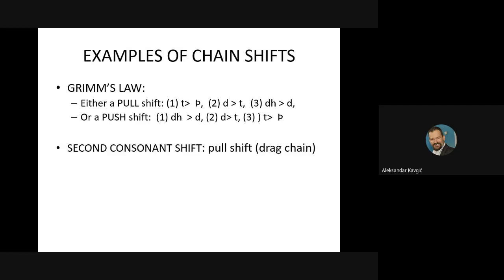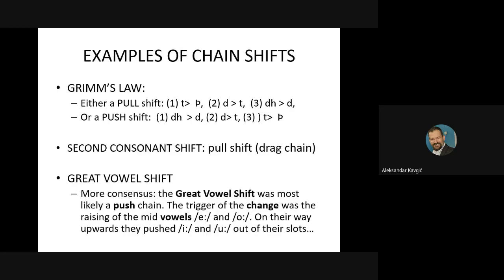The second consonant shift in High German, actually we know that this is a pull shift. So the first sounds that moved created an empty space that needed to be filled. The great vowel shift is also a push chain. One of the biggest issues in these chains is to find out what the trigger was. And in the great vowel shift, we are almost absolutely confident, based on historical records, that the trigger was when vowels A and O were raised, and that created the chain reaction, and they pushed E and U, and then everything else followed, and the whole phonological system of long vowels was altered through this push chain.